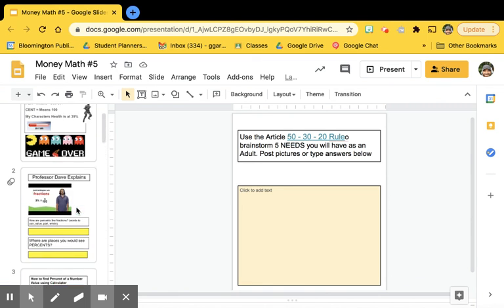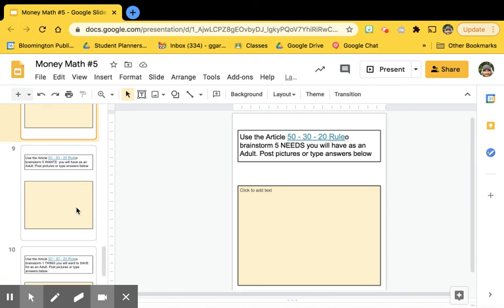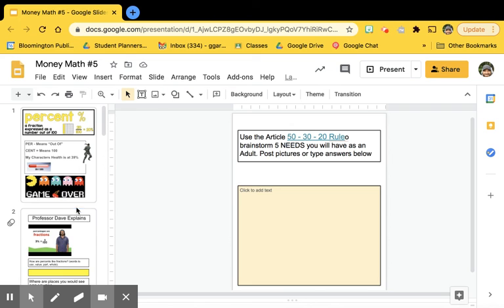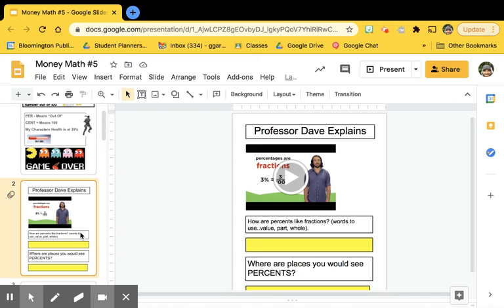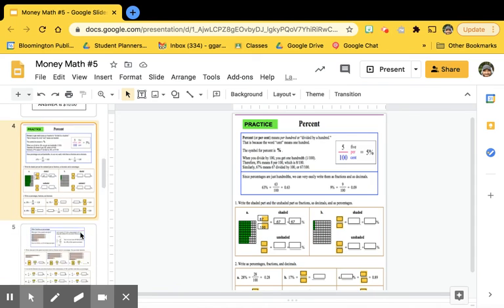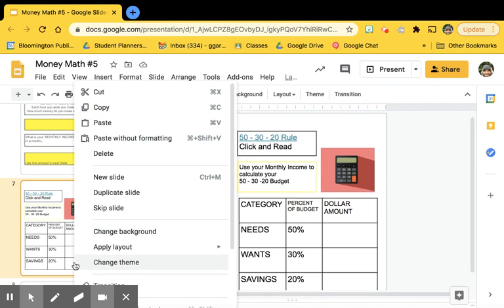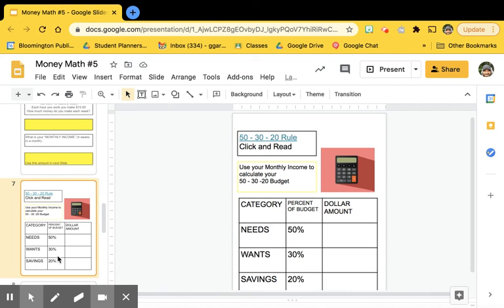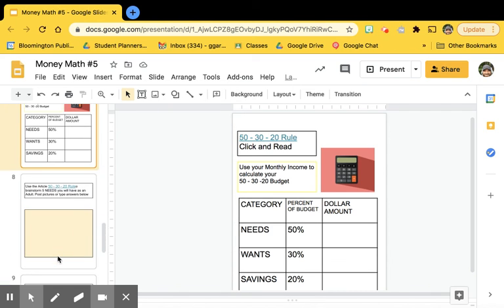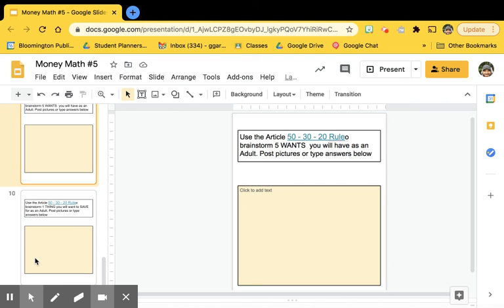So that is it. There are 10 slides. This is worth 20 points. I'm going to be looking for effort and completion. You do not have to have all of the answers correct. I'm not going to be grading for accuracy. I'm going to be grading for effort and completion. This is your summative assignment and your final.